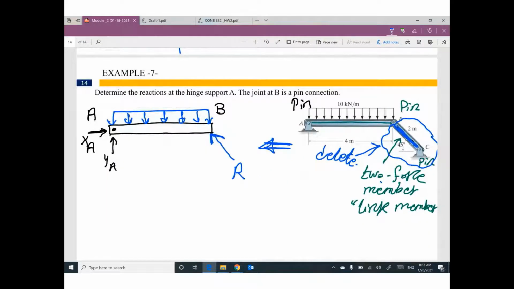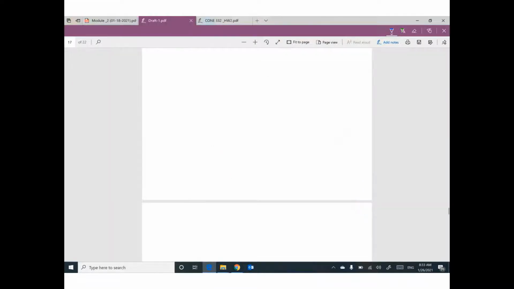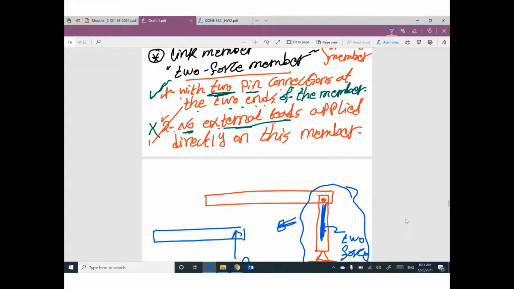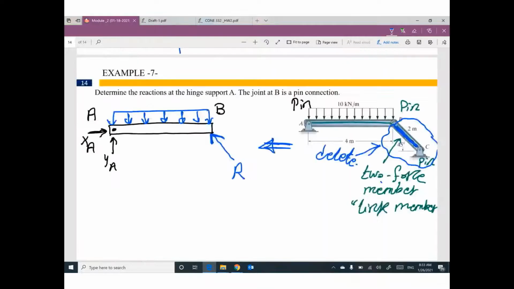Please make sure your member is a 2/4 member. How can I figure out that this member is a 2/4 member? We have two conditions. This member has two ends, and the two ends are 2-pin connection. No direct external load on this member. That means this member can be called 2/4 member or link member. I can remove it and put only one reaction.